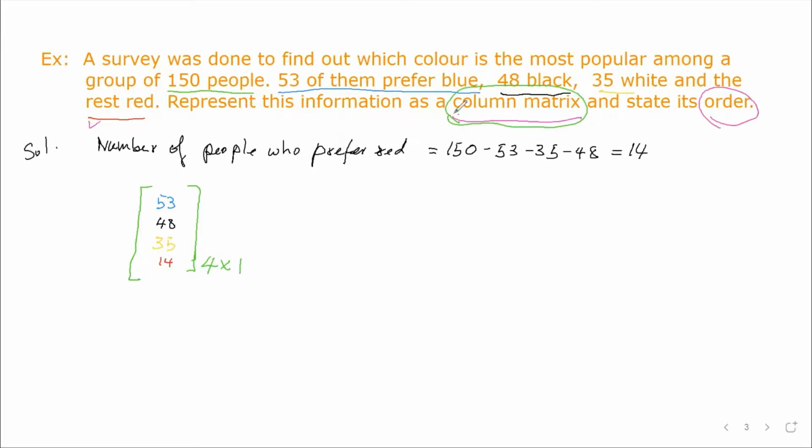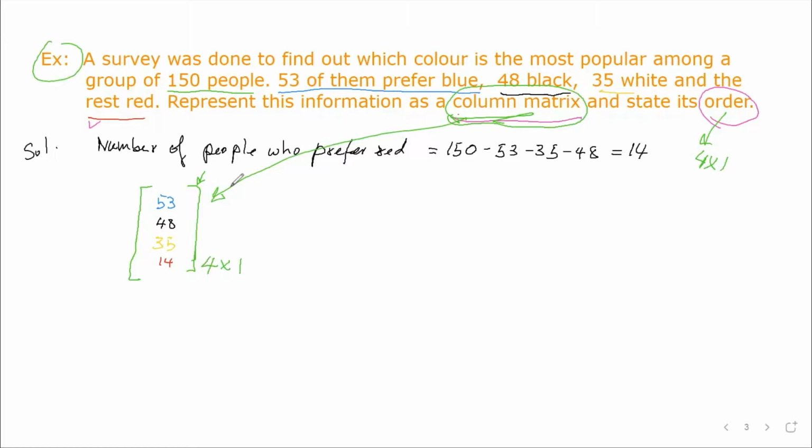A column matrix means it has only 1 column, correct? A row matrix means it has 1 row, like the previous example I just explained. So that's all for this example that you need to do. The order is equal to 4 times 1. A column matrix means this shape, laid down vertically.